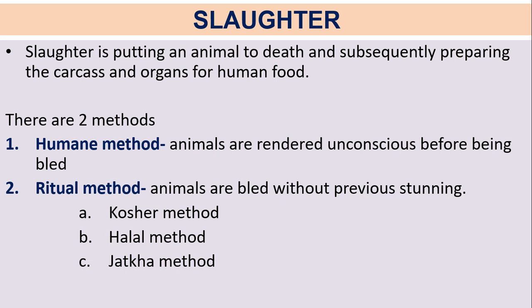Slaughter. We had already discussed slaughtering in previous slides. Slaughter is putting an animal to death and subsequently preparing the carcass and organs for human food. There are two methods involved in slaughtering. The first one is the humane method and the second one is the ritual method. Humane method: animals are rendered unconscious before being bled. Ritual method: animals are bled without previous stunning. The first is the kosher method, the second is the halal method and the jhatka method.